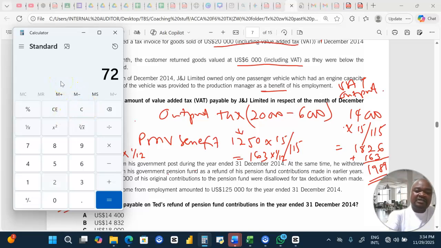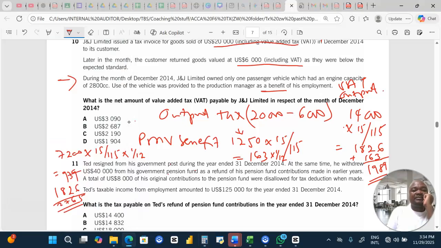Am I doing the correct thing here? 7,200 multiplied by 15 over 115 multiplied by 1 over 12. It comes to 78. So 78 plus, so here it should be, oh my God, it's getting messy.